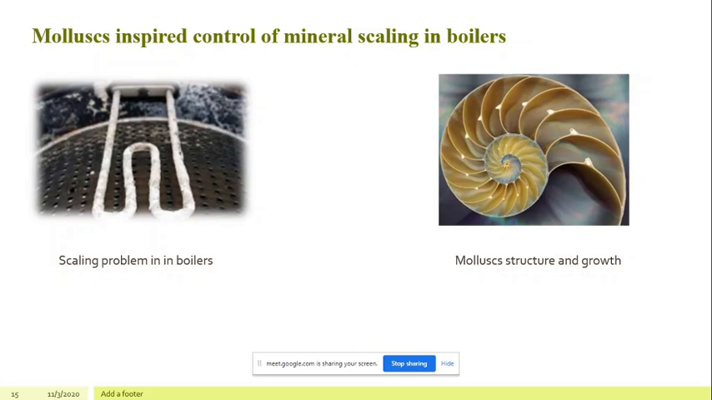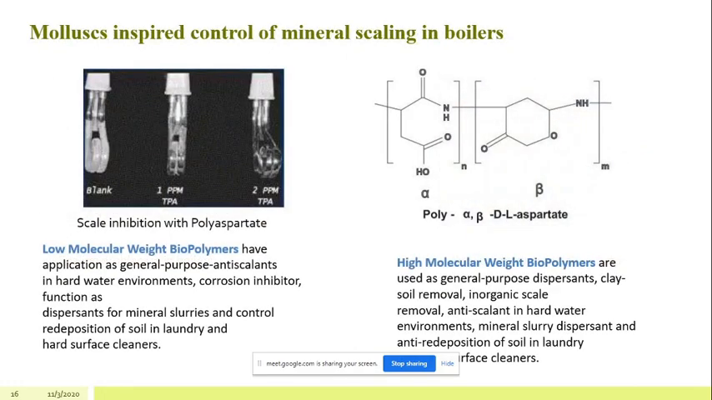Its structure is spiral and it is made up of calcium carbonate. The development of the shell occurs only when it is needed and in the required proportion. When the molluscus does not require shell growth, the scaling stops by a simple stop protein, which is known as TPA. TPA is thermal polyaspartic acid. Hence, this was mimicked to stop scaling due to CaCO3.